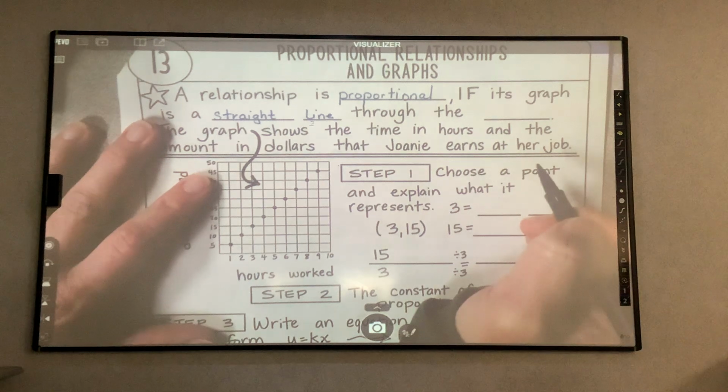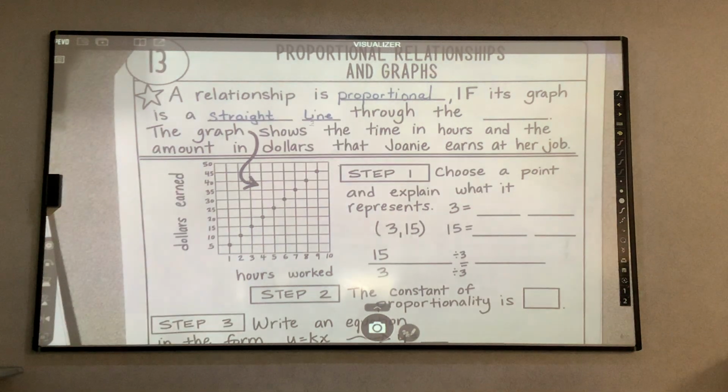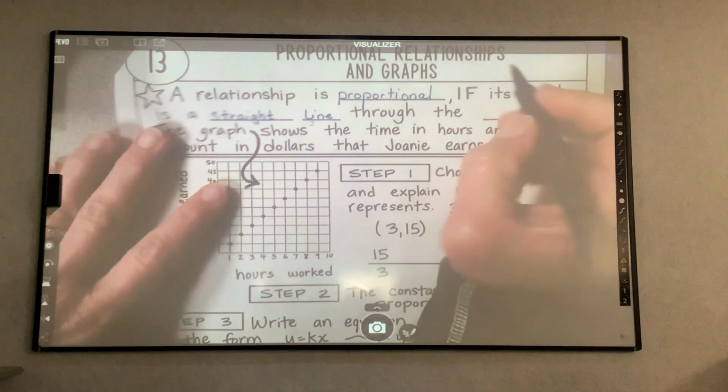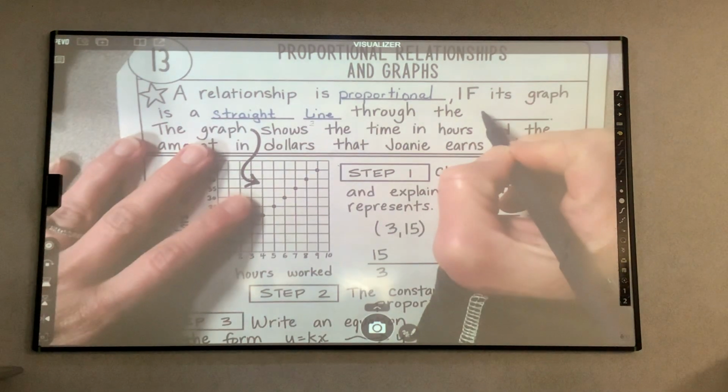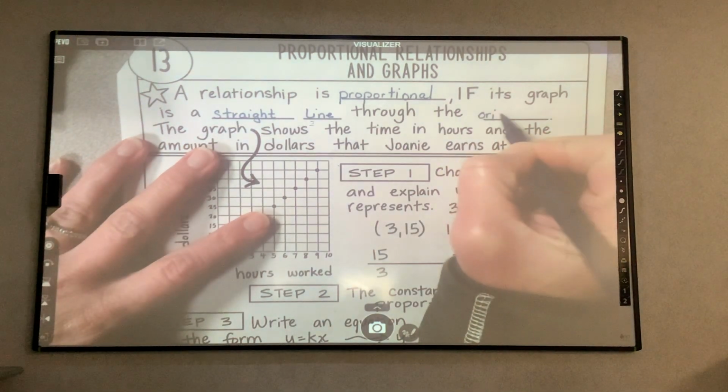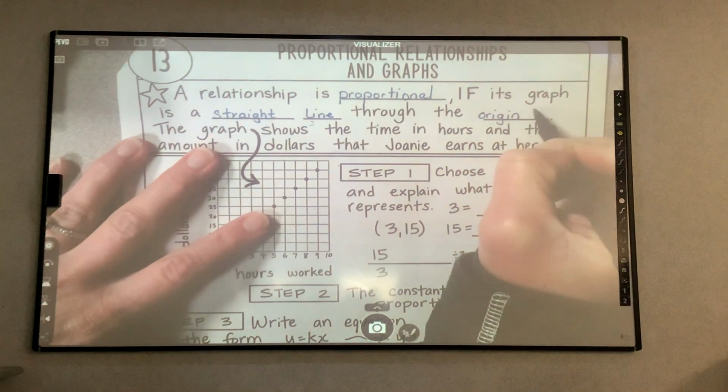And what else did we learn on one of our bell work? What else does it have to be? Through the origin. Origin, very good. Through the origin. And the origin is (0, 0).